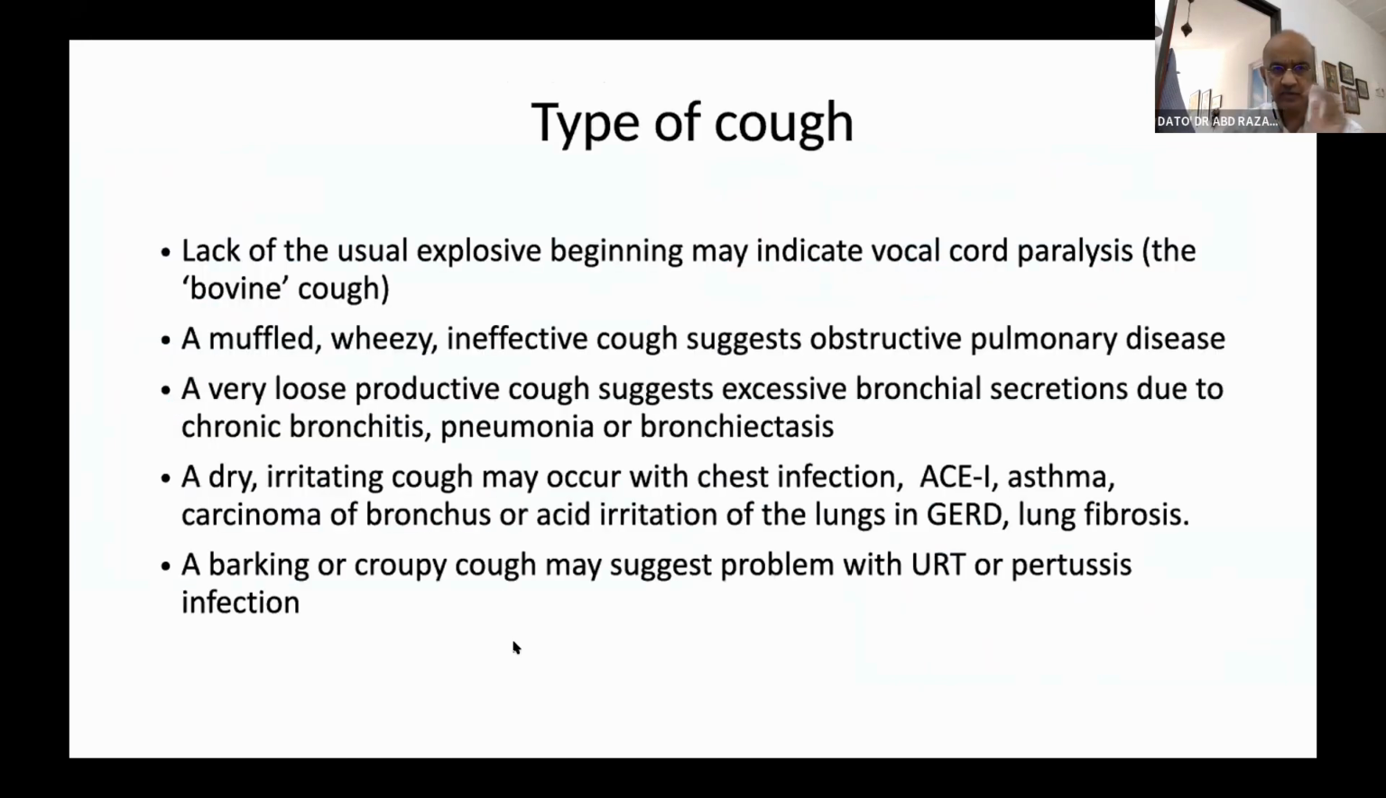Types of cough, again, is very, very important. It can be explosive kind of cough, wheezy kind of cough in asthma and COPD. There can be productive cough like in bronchitis, pneumonia, and they can have dry cough in patients with AIDS and GERD and lung fibrosis. And again, barking cough is more acute. I want to go through.